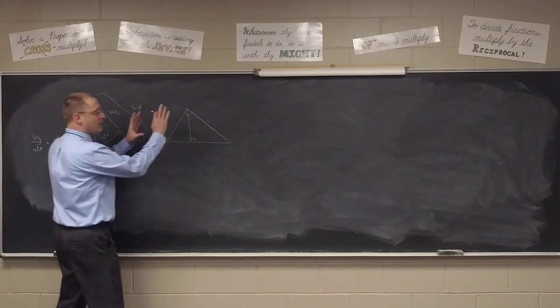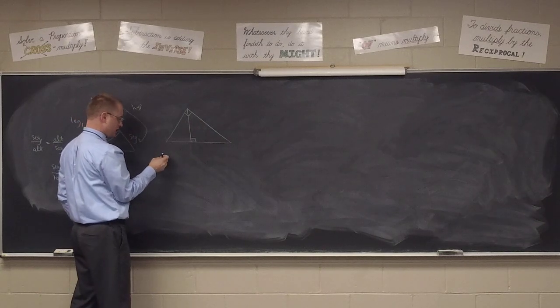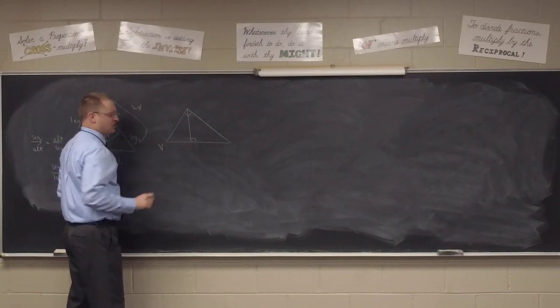So, let me take this triangle now. We're going to orient it a little bit differently. I'm going to call the triangle V never gets used.